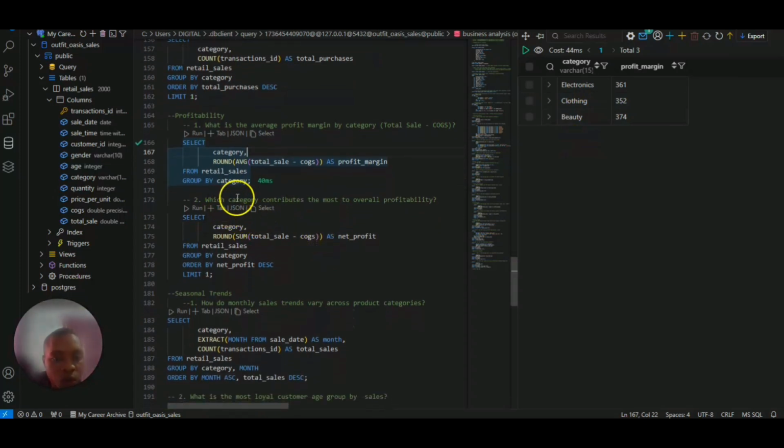The next question is, which categories contribute the most to profitability?